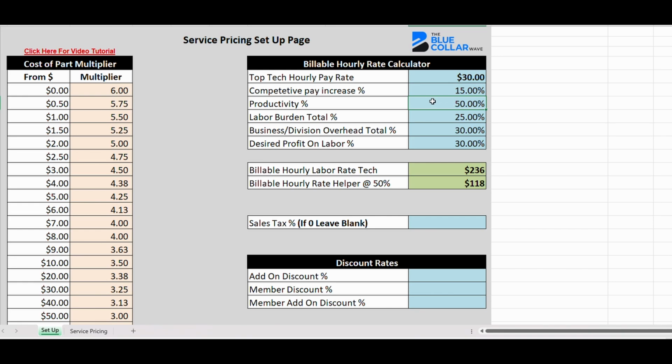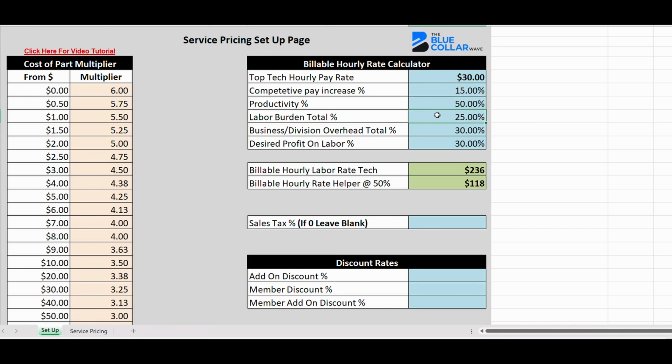Nothing's being billed. So our productivity, typically, if you don't know what your productivity rate is, typically it's at 50%. That's why this form defaults at 50. If you know your productivity rate is better or worse, change that here. There are companies that have productivity percentages of 60% or greater, and others that are only 30 or 40%, unfortunately. If you don't know, you'll be pretty good if you put 50% in here. Labor burden, total percentage.